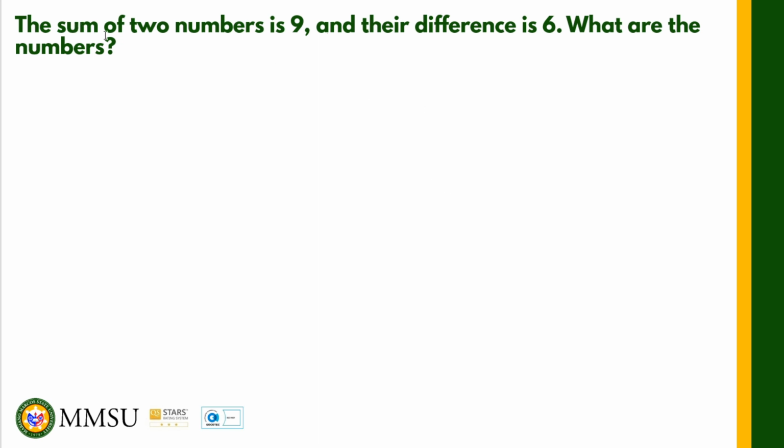The first one, the sum of two numbers is 9. That's a first statement. That's a fact in this example. The second statement is the difference of these 2 numbers is 6. Okay, so those are 2 statements. And for linear equation in one variable, 2 statements are enough to solve the problem. Okay, so how are we going to do this?